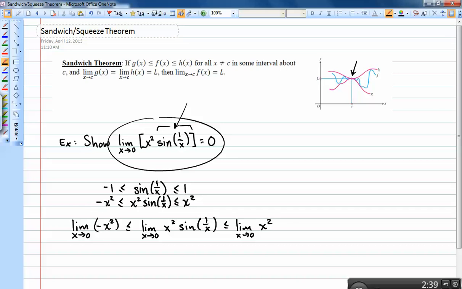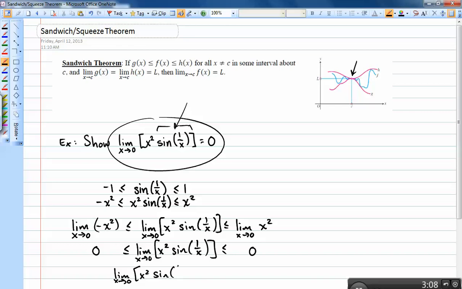So if you think about it now, here, let me put these in brackets. If you think about it, if this limit in the middle has to be between 0 and 0, well, then it has to equal 0. And that's what the sandwich theorem says. Therefore, this is true because of the sandwich theorem, or the squeeze theorem, whatever you want to call it. And there you go.